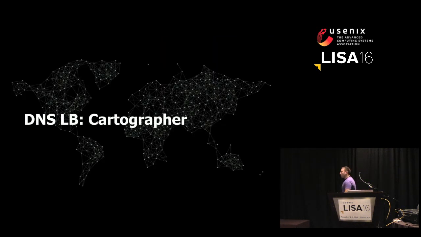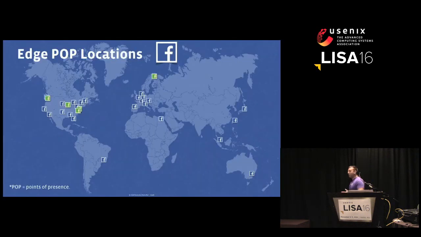So lastly, we'll talk about our DNS load balancer and basically our world mapping system called Cartographer. Again, we have all of these different edge POP locations, but now we need to make the decision of how do we know where to send people who are using Facebook? We need to basically decide, at DNS request time, where are we going to send you to all of these POPs? And another important thing to note is none of these POPs have enough capacity to serve an entire region.